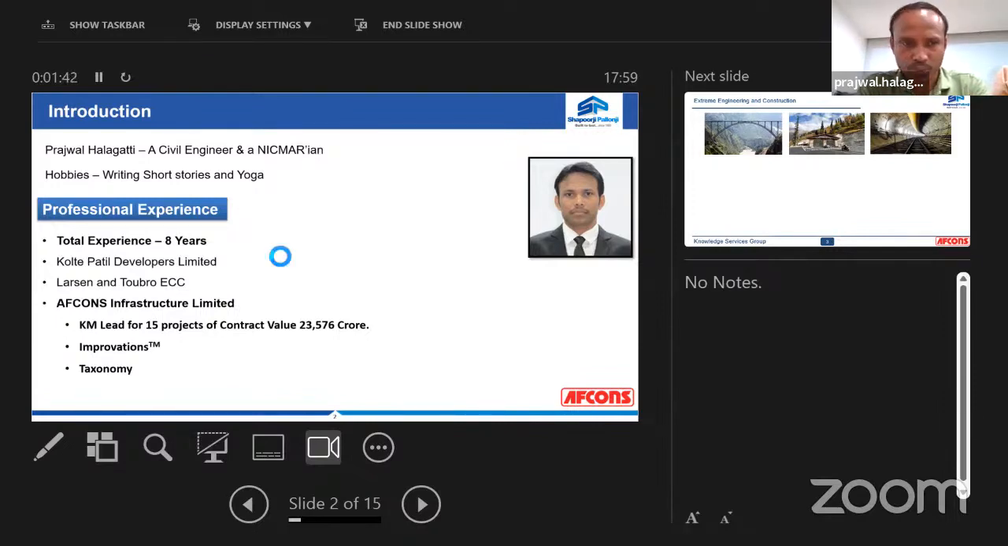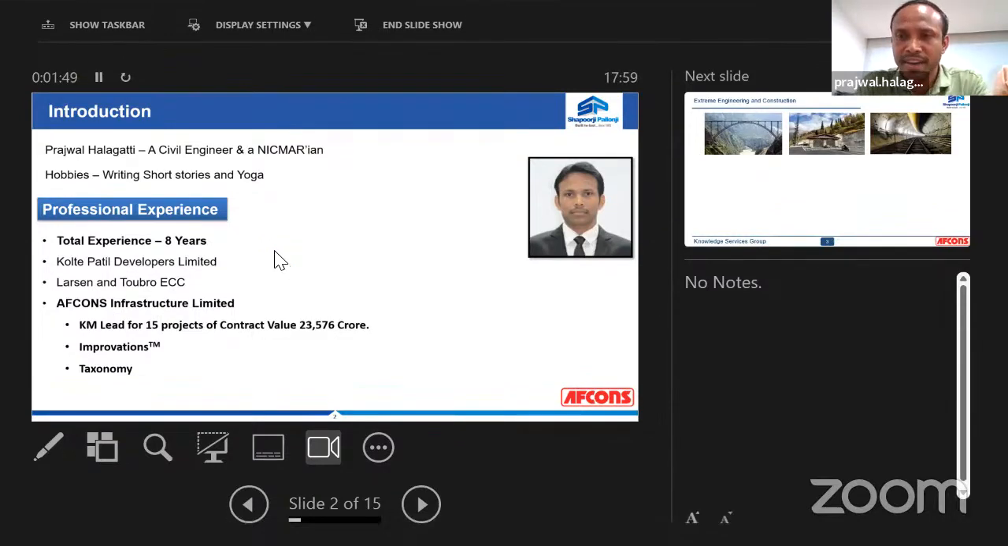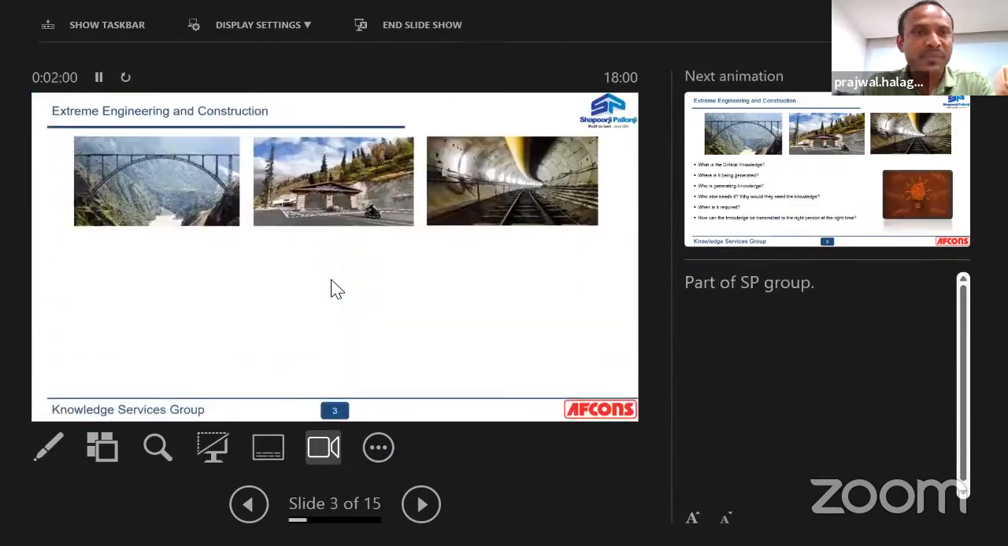Every project is supported by these two leads. I am the KM lead for 15 projects whose contract value is around 23,500 crores. In addition to that role, I'm also handling the portfolio for improvisations and taxonomy. Of course, we are an extreme engineering and construction company, a part of the Shapoorji Pallonji Group, and the name behind some of the key projects across India.